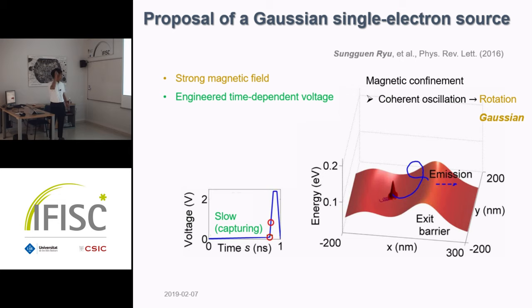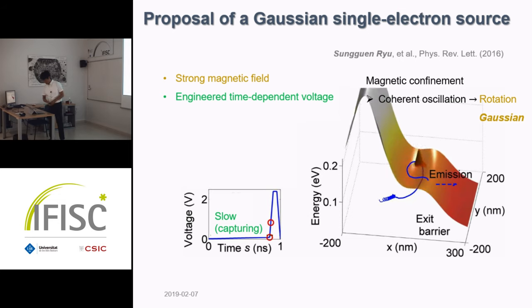But in my proposal, two things can make a simple wave packet generation in the form of a Gaussian. That's because we use a strong magnetic field and an engineered time-dependent voltage. So I oscillate one side of the barrier in this time profile. First, I raise the barrier slowly so that the single electron is captured into the quantum dot in the ground state. And because of the strong magnetic field, this ground state is in the form of a Gaussian. And I suddenly raise the entrance barrier. Then this time evolution happens.